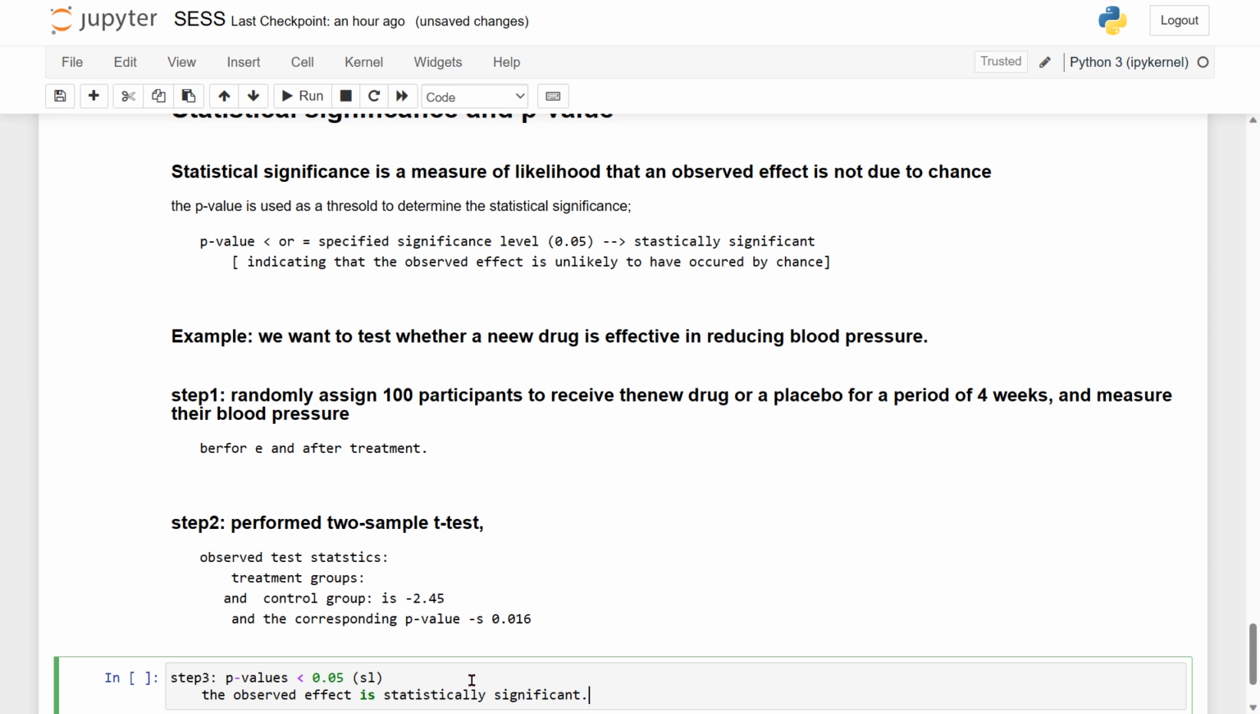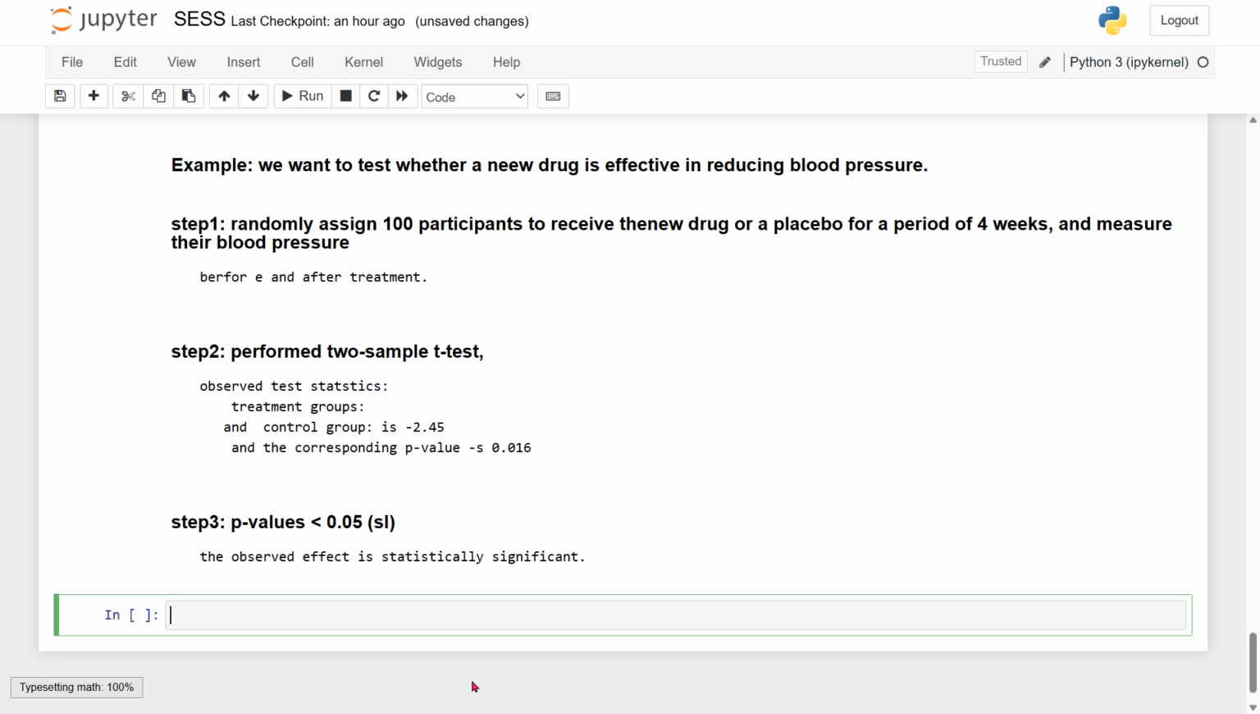However, it's important to also consider the effect size and practical significance of the results. In this example, although the effect is statistically significant, the actual mean difference in blood pressure between the treatment and control groups may be small, and the clinical significance of this effect may be limited. Therefore, it's important to consider the results in the context of the research question and the implications for patient care.